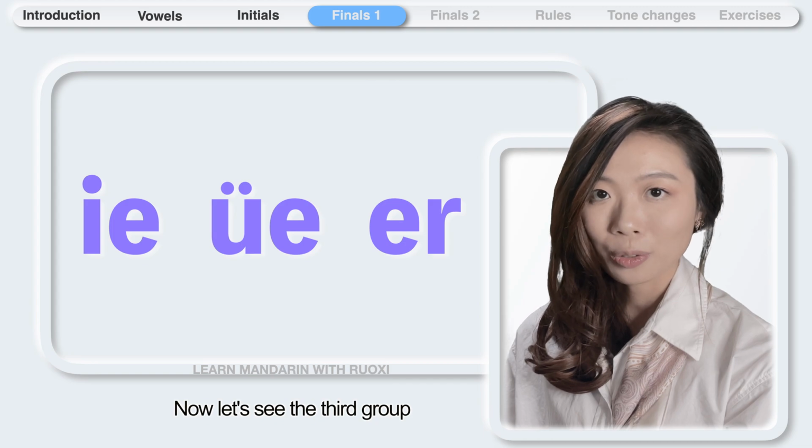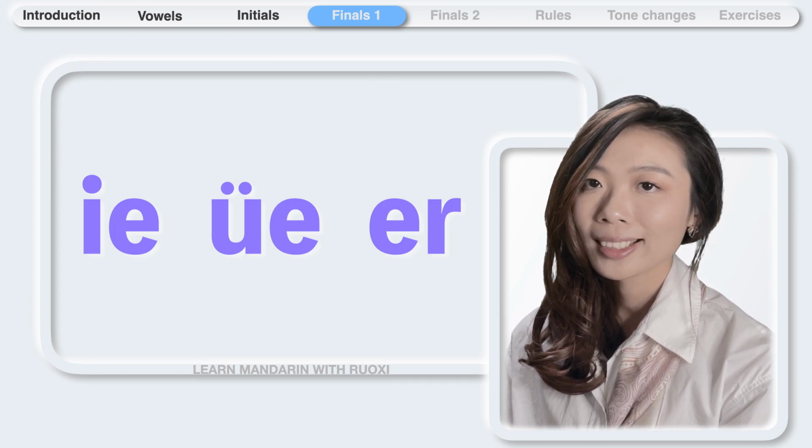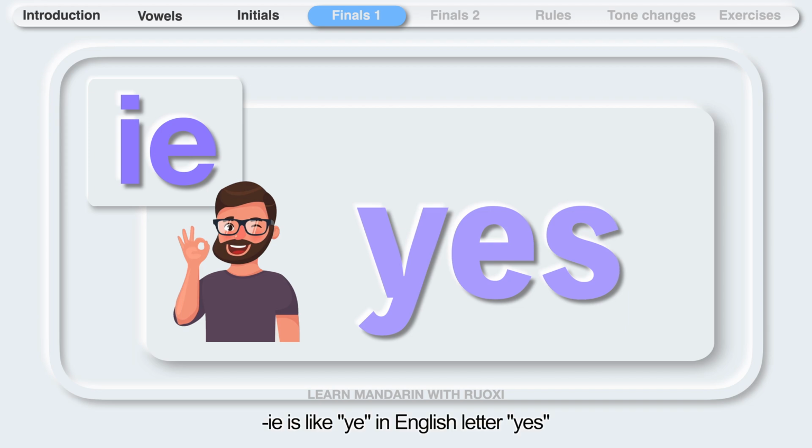Now let's see the third group. ie, üe. ie is like ye in the English word yes.